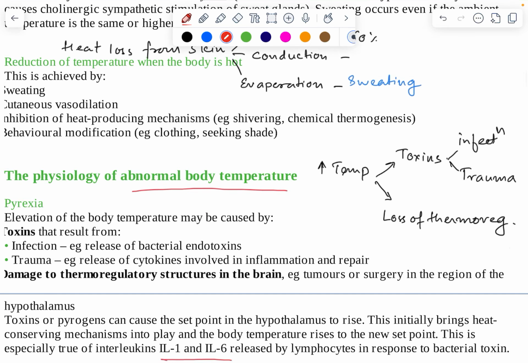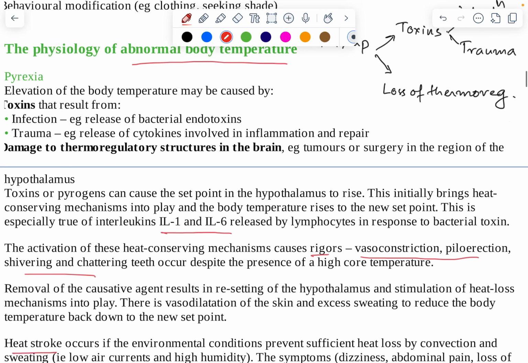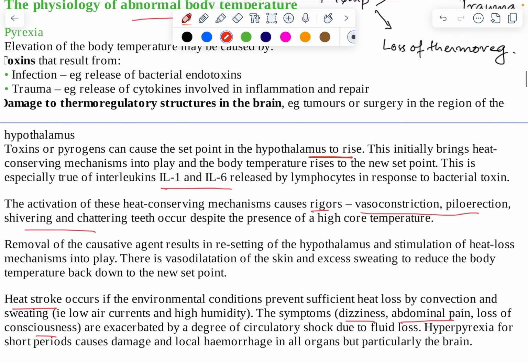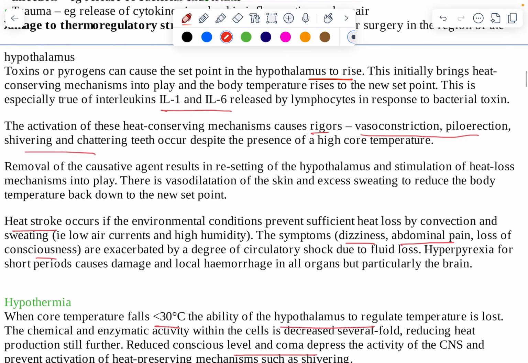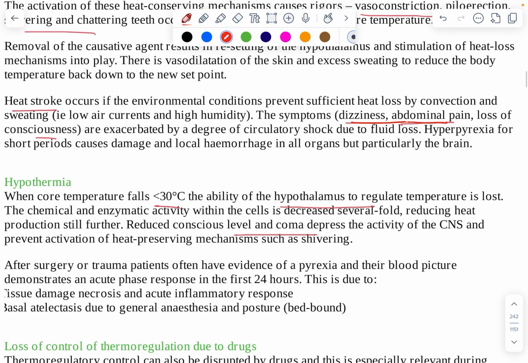So this is the physiology of abnormal body temperature. Pyrexia: what happens? There are toxins and infection that cause it. Pyrexia release causes damage to the hypothalamus. Toxins cause the pyrexia set point of the hypothalamus to rise. Initially it brings heat conserving mechanisms, then interleukins raise it. Heat stroke occurs if environmental conditions prevent sufficient heat loss and convection; dizziness and all these can be seen.